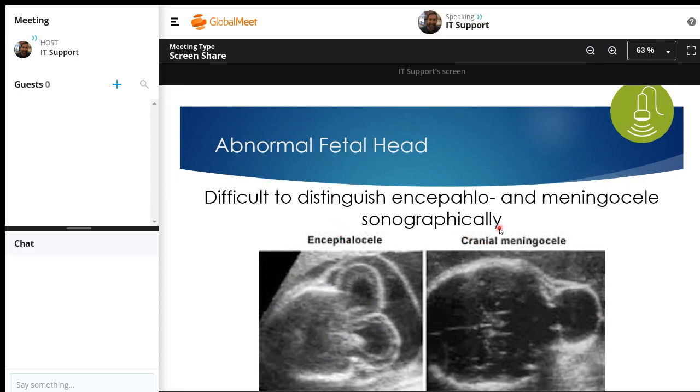And like I was just saying, it's difficult to distinguish encephalocele and meningocele sonographically. So we have an encephalocele here, super abnormal, and then a meningocele. They can look the same. That fluid's not always going to be completely anechoic. It could have some debris, which could make it look like brain tissue. So it can be hard to diagnose between the two, but it's very obviously there, even if you can't distinguish between the two.